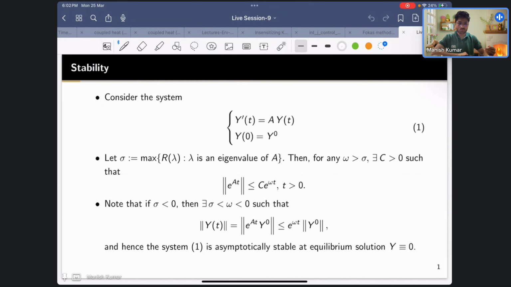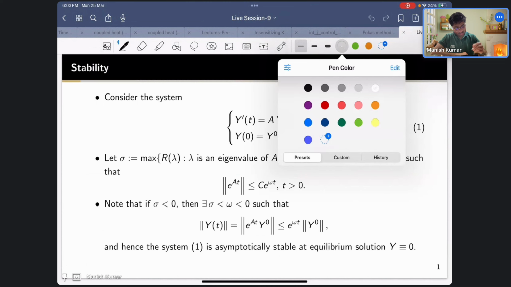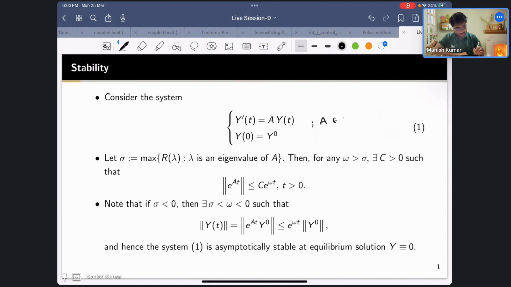So let us recall the concept of stability that we have already seen earlier. Consider this linear system, where A is an n cross n matrix, y is a vector in R^n and y prime is the derivative. This is the linear system that we have, and this is the initial data. The stability of this whole system is determined by the eigenvalues of the matrix A. So that can be characterized using the eigenvalues of A.